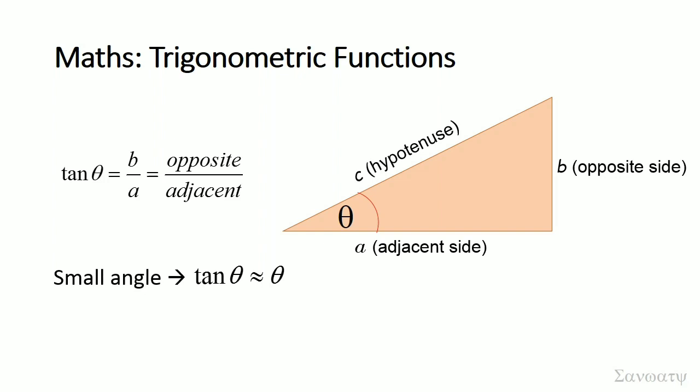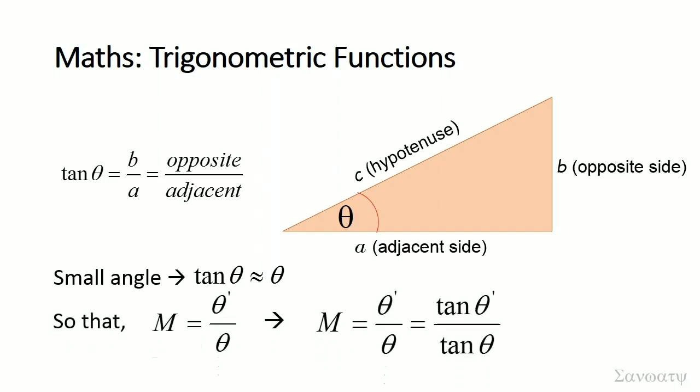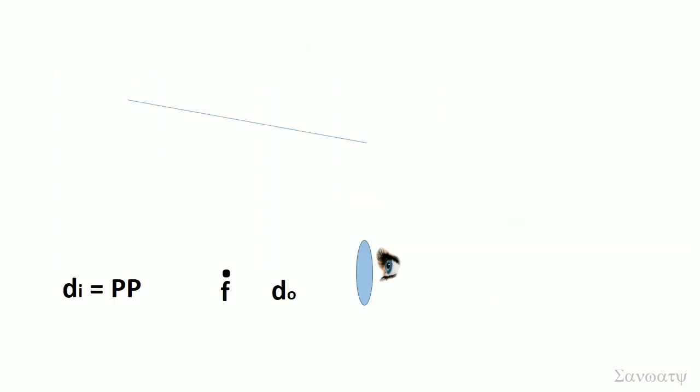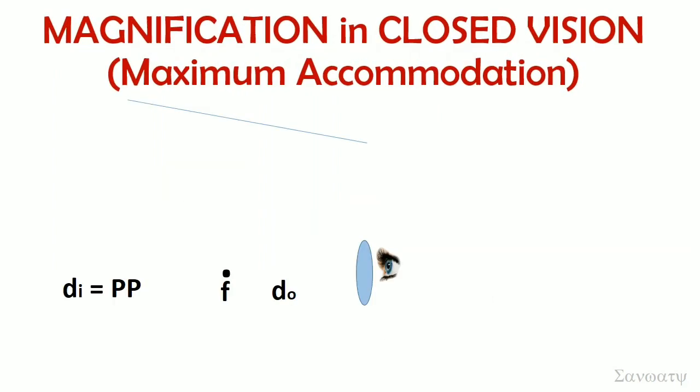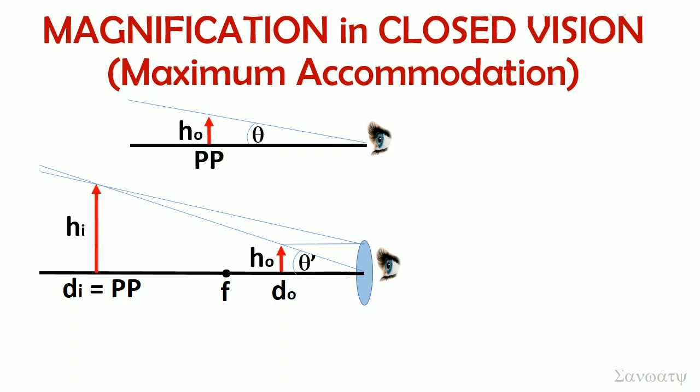So, back to the equation of angular magnification: theta prime over theta is actually equivalent to tangent theta prime over tangent theta. Now we learn about magnification in observation with close vision, or maximum accommodation. Without a magnifying glass, observation with close vision requires the object to be put at our near point, or punctum proximum, which we can call PP. And when we use a magnifying glass, the object must be put at a distance between the focal point and the magnifying glass, with the expected image created at the near point, or PP.